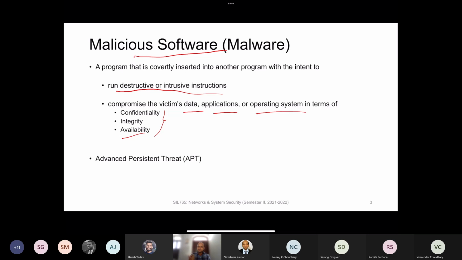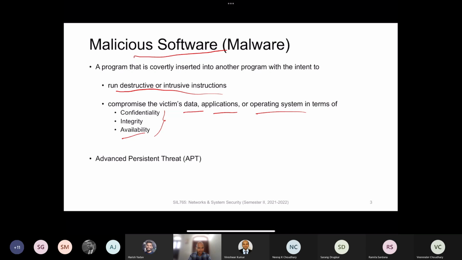Now it is not only the availability of some network component or some website, but it could be the availability of the data that the user has on their system. You must have heard about ransomware, when the adversary encrypts the data stored on your device and then asks for money, a ransom, for you to decrypt that data. That is also something related to the availability of the data. So in one way or another, malware is trying to compromise the basic security properties that we refer to as the CIA triad.